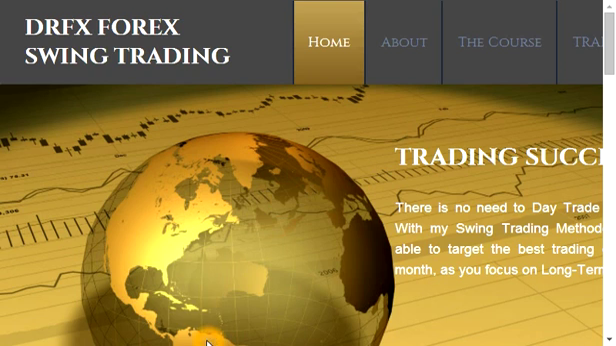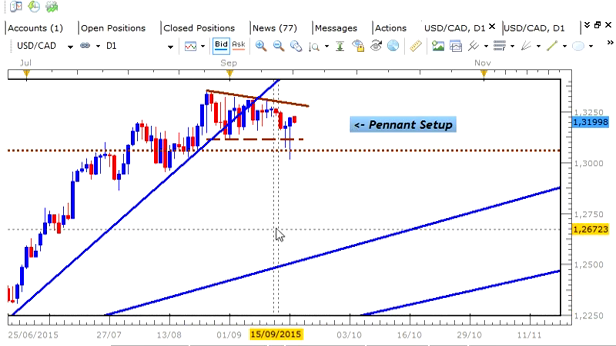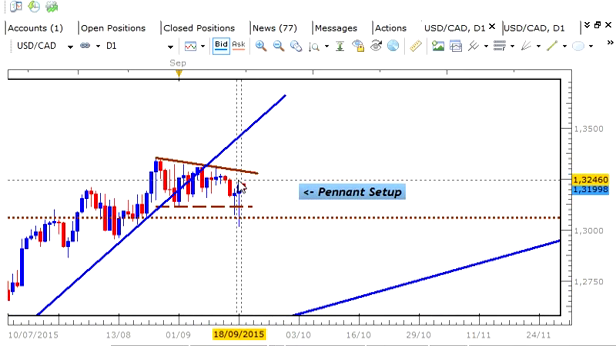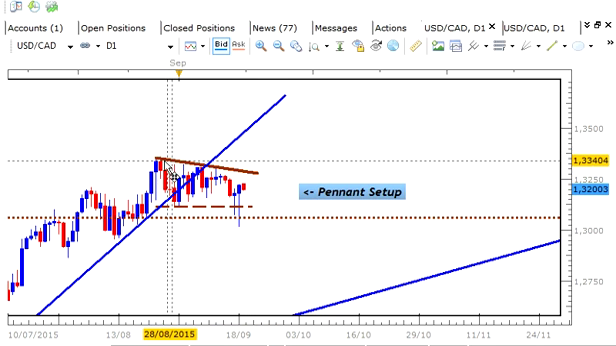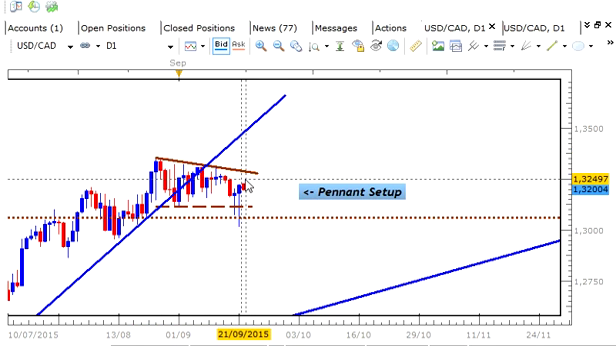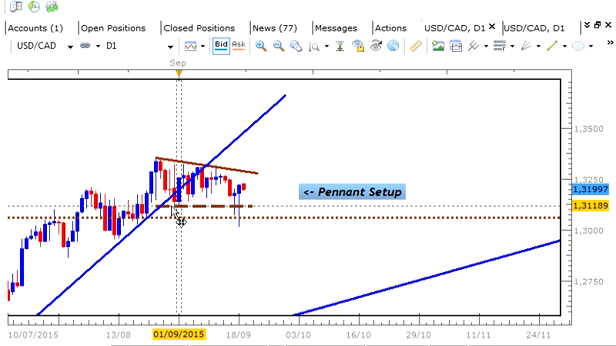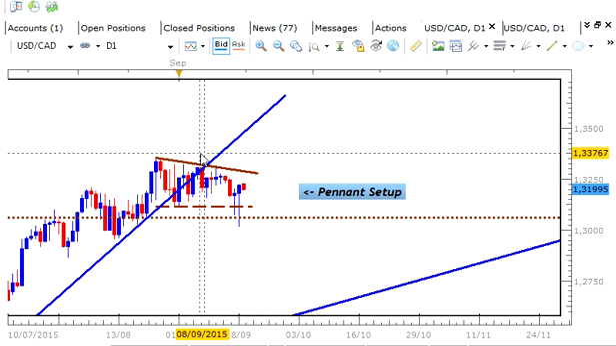Now, let me take a look at the situation on the US Canadian dollar to determine where we expect this pair to move over the next couple of days, as well as over the next couple of weeks. Now, as you can see here from the daily chart, we are pretty much in the closing stages of completing this pennant setup. The resistance boundary has already been formed, and we just need this second support point to be completed to form the support boundary and complete the pennant setup.